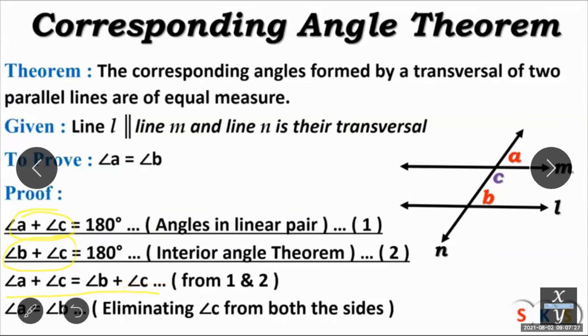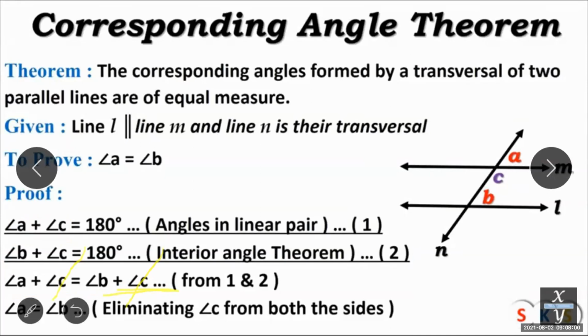Now what we have to do here, I just see that the common terms on either side of the equal sign get eliminated. Now see here in the equation. Now in this equation, angle C and angle C, those are the same on either side of the equal sign.